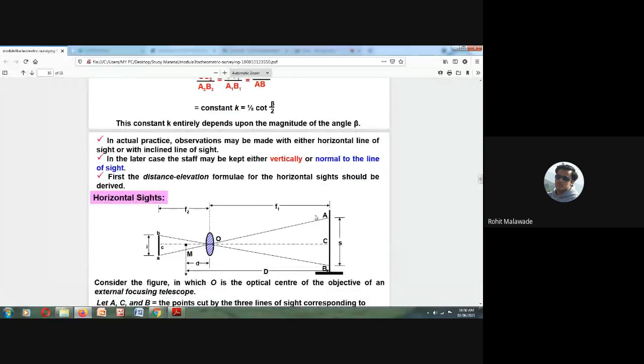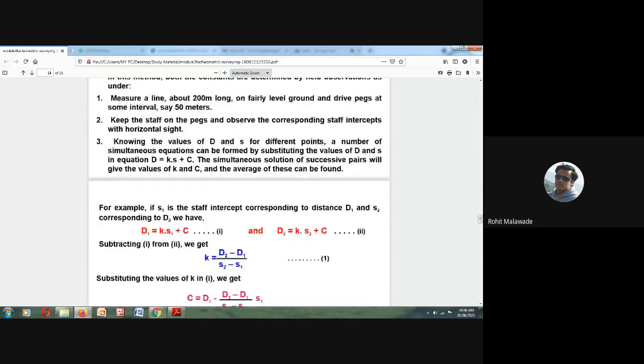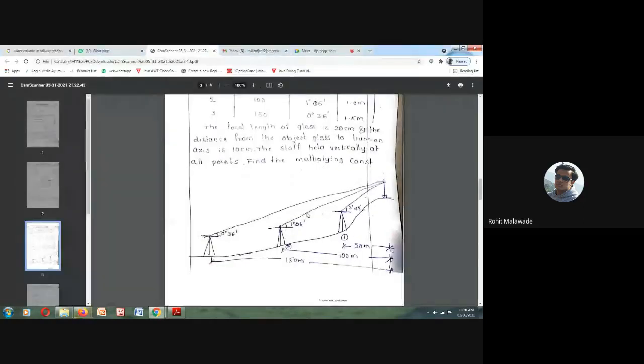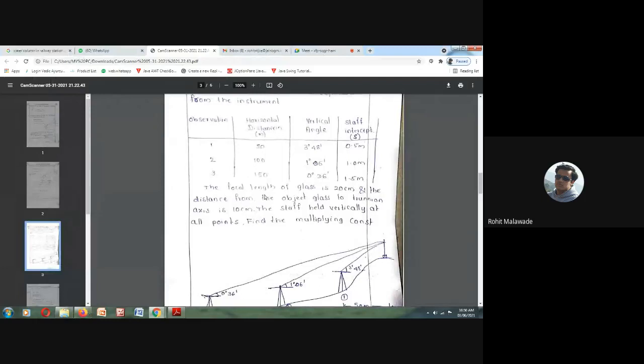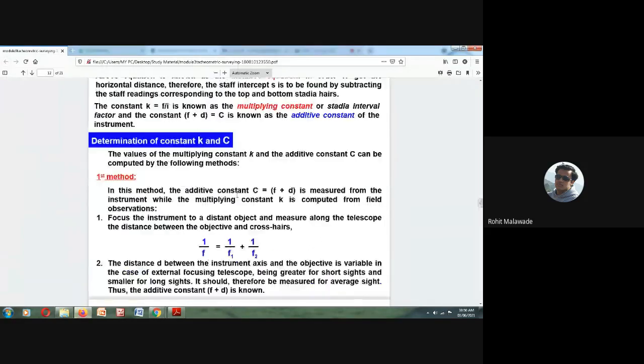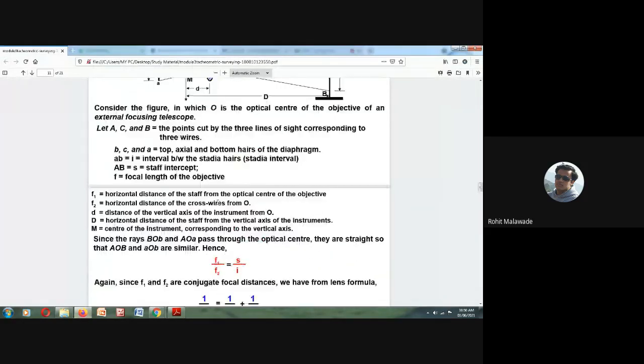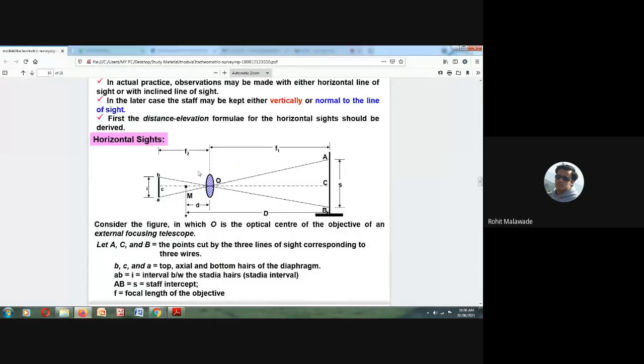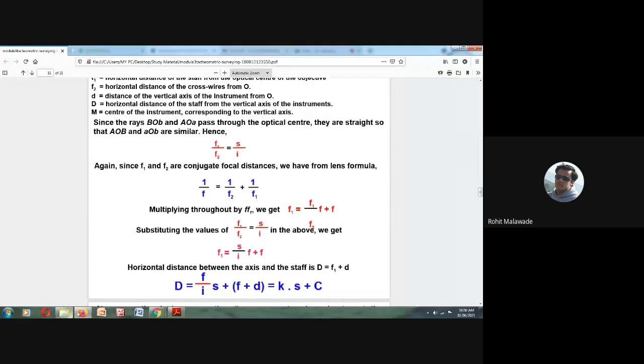So this is nothing but your focal length. Here in this particular problem, what they have given is that the focal length of the glass is 20 centimeter. So here, what is the focal length? Focal length is 20 centimeter. This is your focal length, from this to this. It is 20 centimeter.